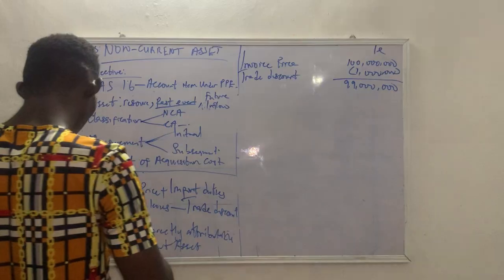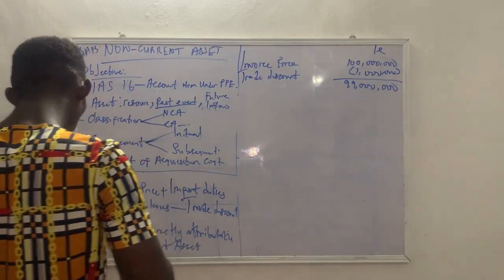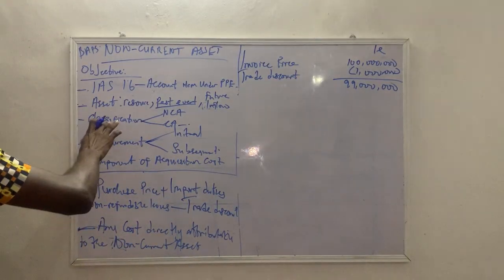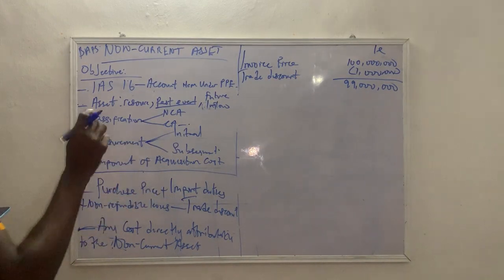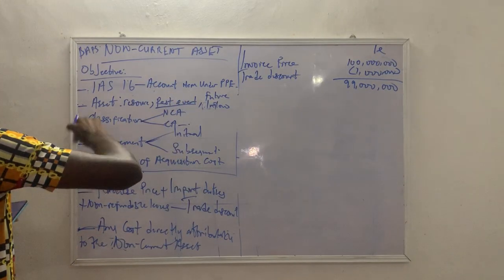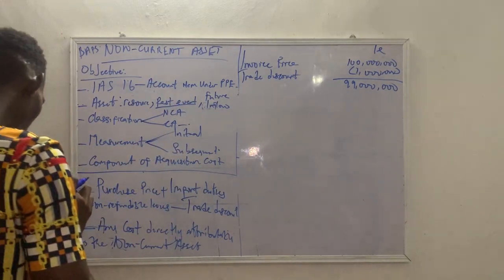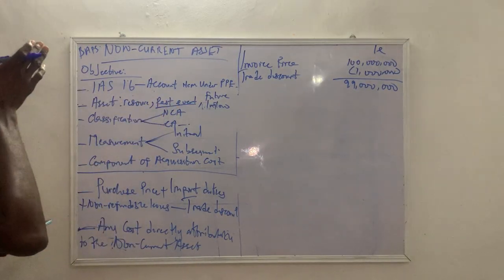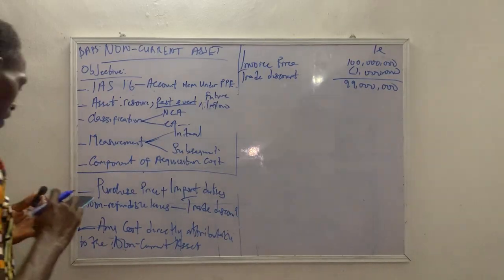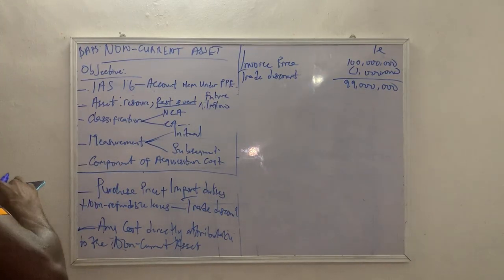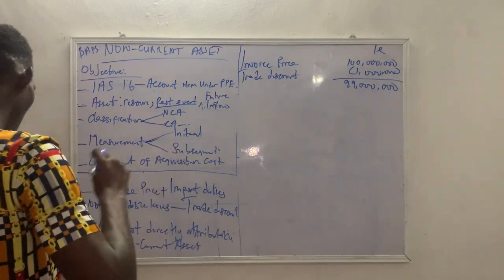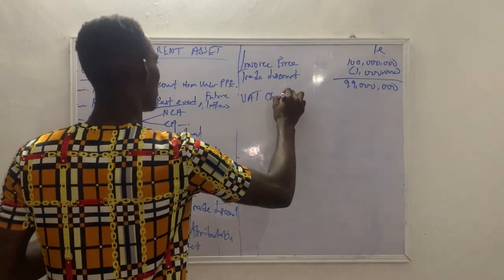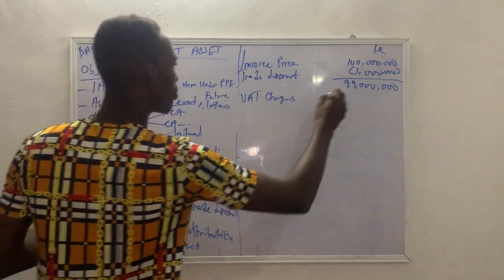Then after that, let's look. They said payments will be made in 48 monthly installments. Remember, I said initial measurement has to do with past events, not future events. So this 2.5 million, including 20 million interest charge, will not be included as the cost of our non-current asset. You understand? So that will not be included. Instead, what are we going to add? We will add our value added tax, VAT charges. How much? 12.5 million.